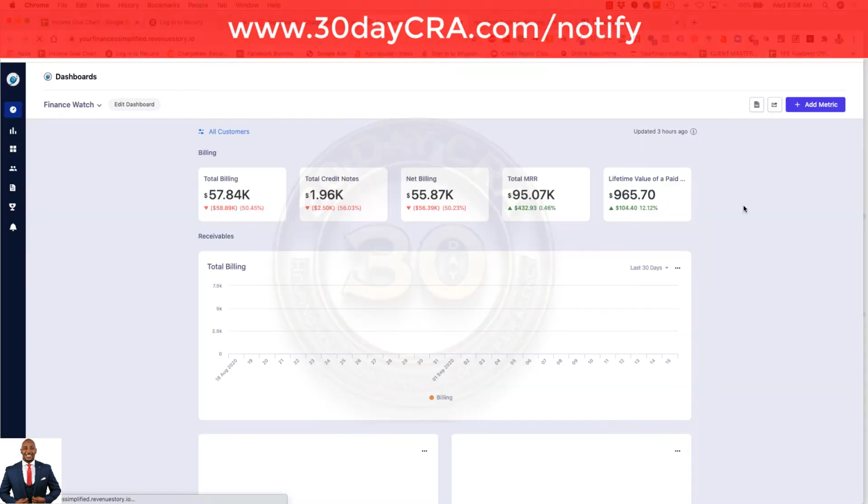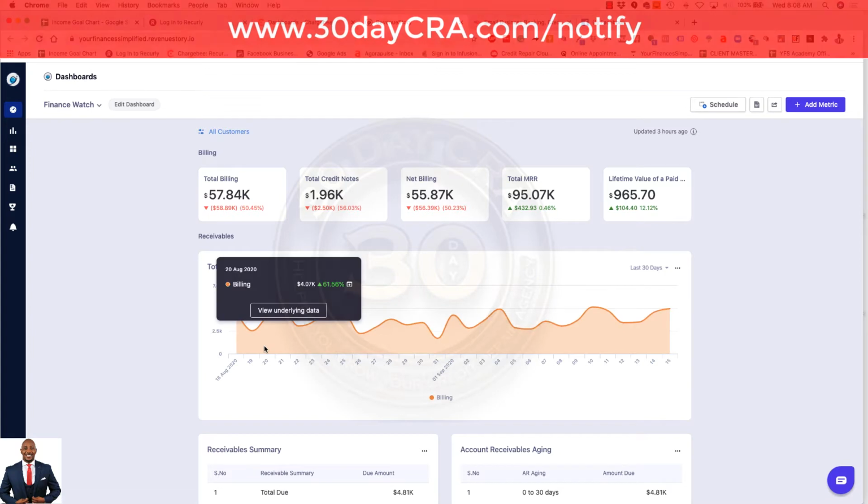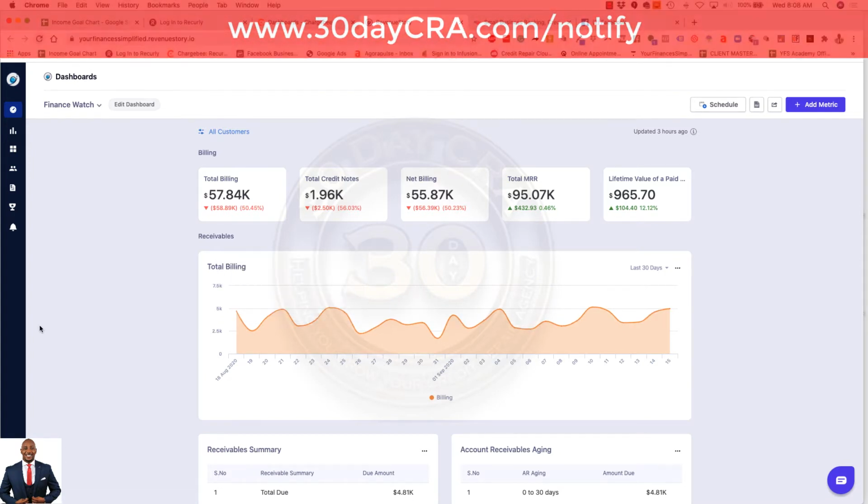And the reason why I love ChargeBee is because it gives you all these nice metrics. Of course, you can do this with other systems, but I got hooked on this one early on. And one of the metrics that I love is this thing called lifetime value of paid customer. So every customer we acquire over all the years, once they do all the calculations, they say, hey, Dom, on average, a customer is going to pay you $965.